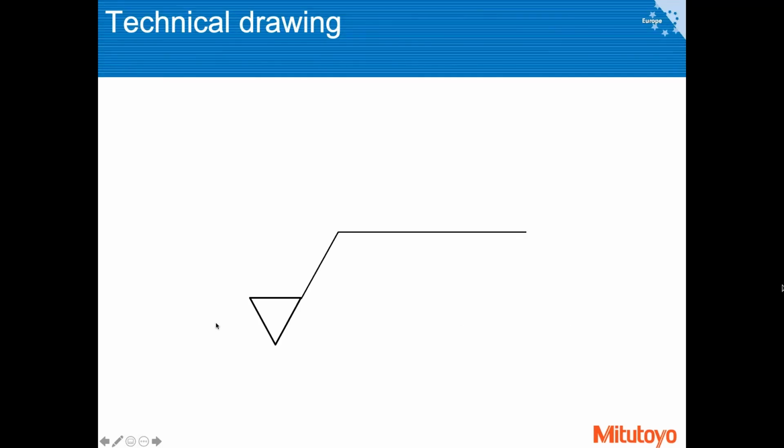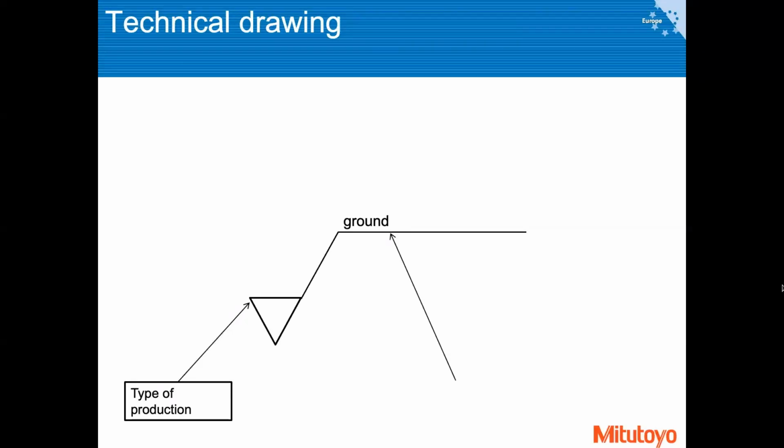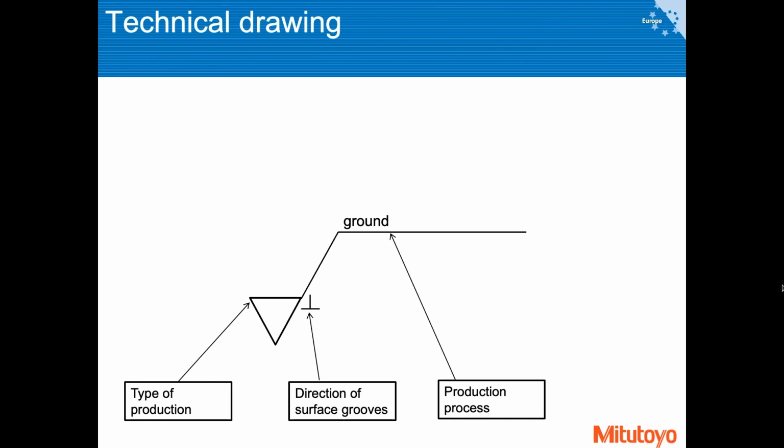So step by step. Basically, this is the type of production. It could be a ground surface, and this is the name of the production. Here we can see the direction of surface grooves. In this case, it should be measured perpendicular to the processing direction. And here is some information about the parameters. L means the lowest specified limit. H would stand for the highest specified limit.